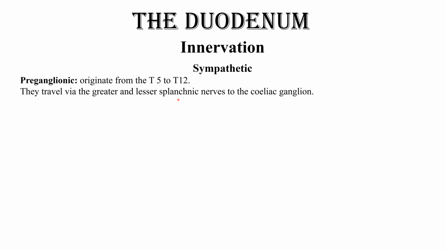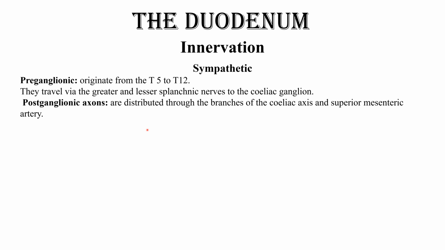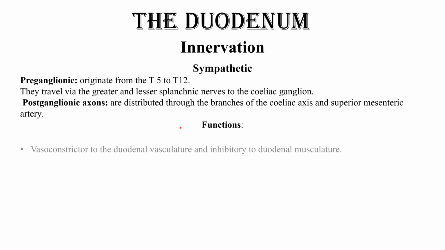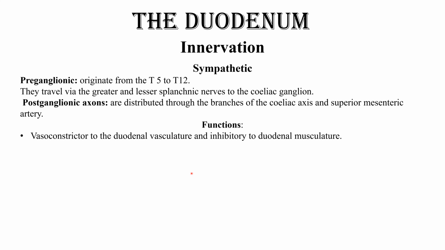For the innervation of the duodenum, it has a sympathetic supply where the preganglionic fibers originate from segments 5 thoracic to 12, and they travel via the greater and lesser splanchnic nerves to the celiac ganglion. The postganglionic fibers are distributed through the branches of that plexus through the celiac axis and superior mesenteric artery. The function is vasoconstrictor to the duodenal vasculature and inhibitory to its musculature.